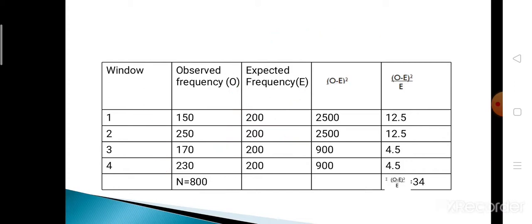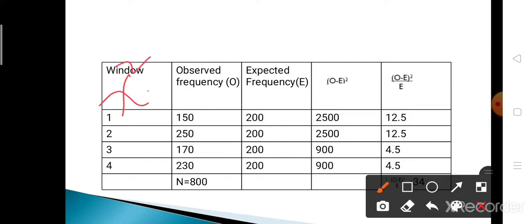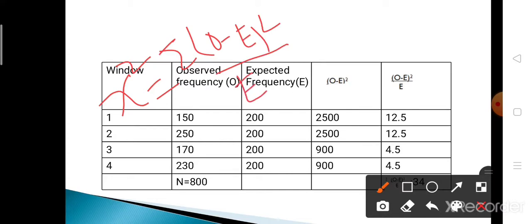Now, what is the formula for calculating the test statistic? The formula is chi-square is equal to summation (O minus E) square divided by E. So make the column (O minus E) square, then (O minus E) square divided by E. So take the total of the last column, then we will get the value of the test statistic.